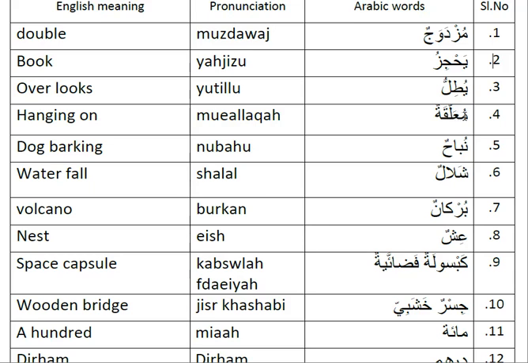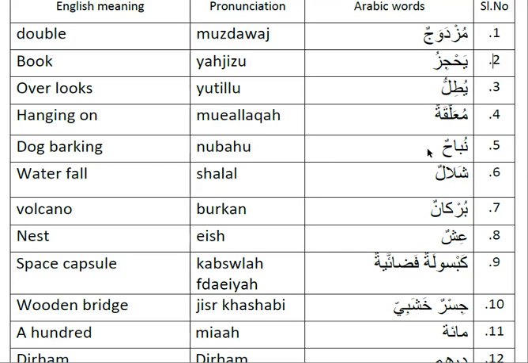Hanging on the bridge, something. There will be some discussion on some hotels which hang through some strings. There will be some examples in this lesson. So mualakun means hanging on.